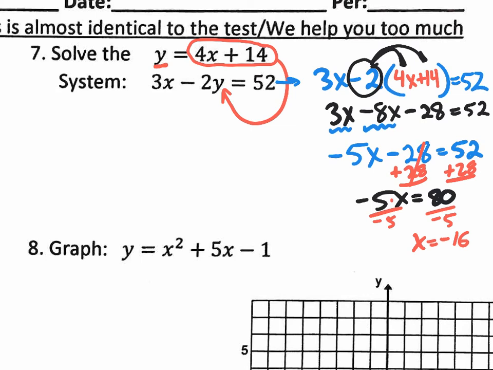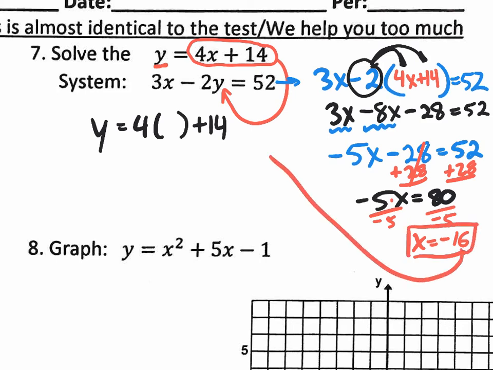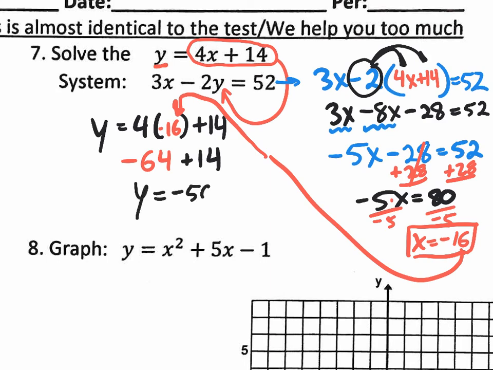Once you have one answer, you plug it back into any equation you want to find the other. I want to plug it into the top equation. It looks easy. Y equals 4x plus 14. And of course, x is negative 16, so let me plug that in right in here. With the calculator, you could do 4 times negative 16. That's negative 64, right? And then plus 14. You end up with negative 50 as your y value, right? Y equals negative 50. So your answer to number 7 is negative 16, comma, negative 50.